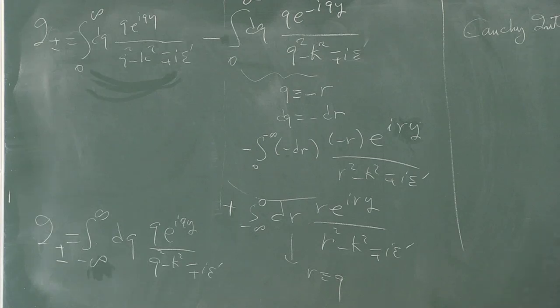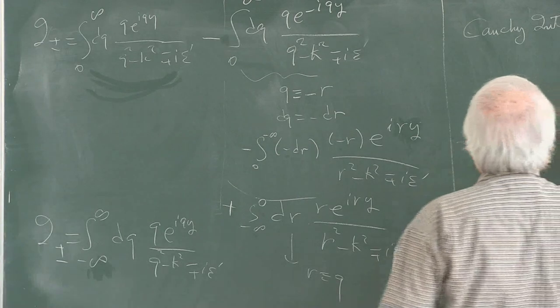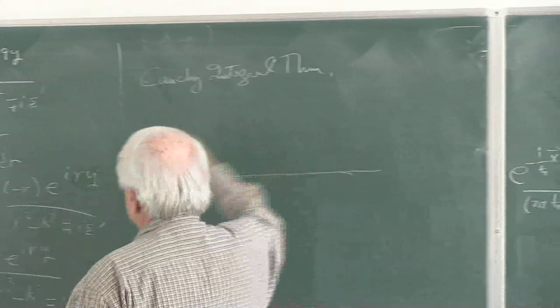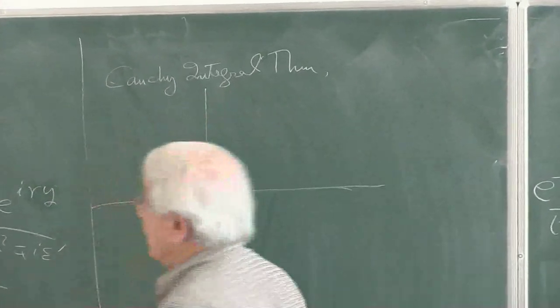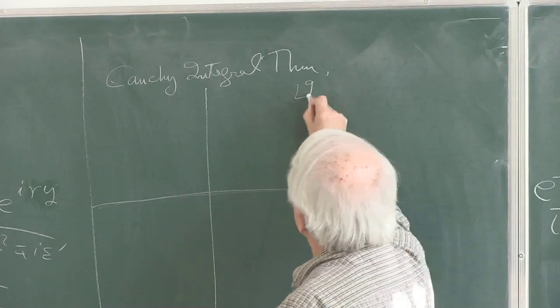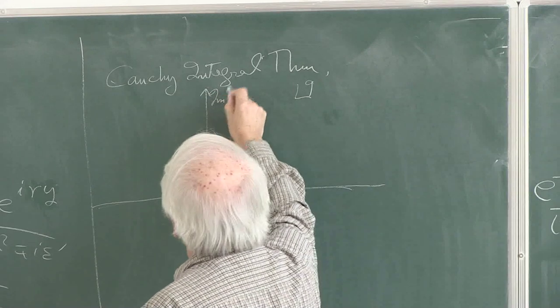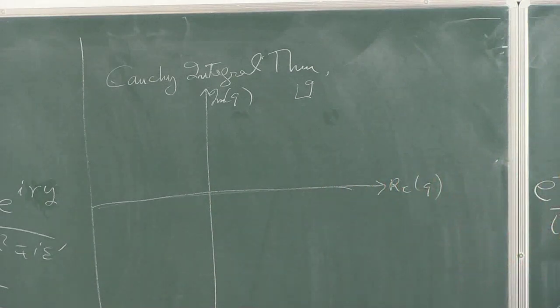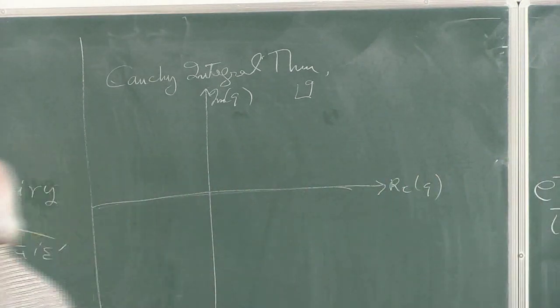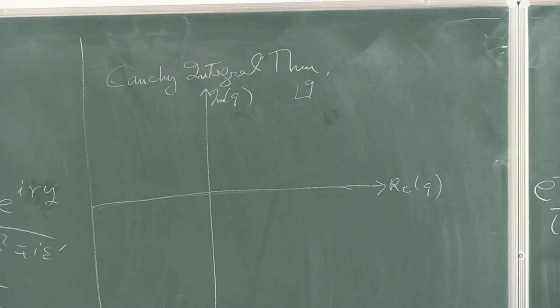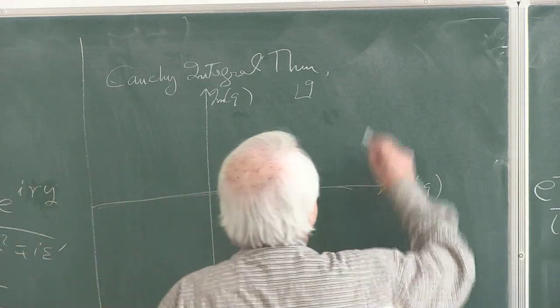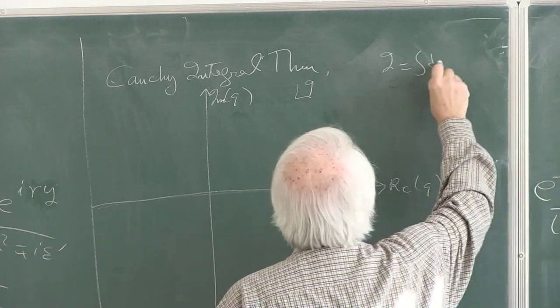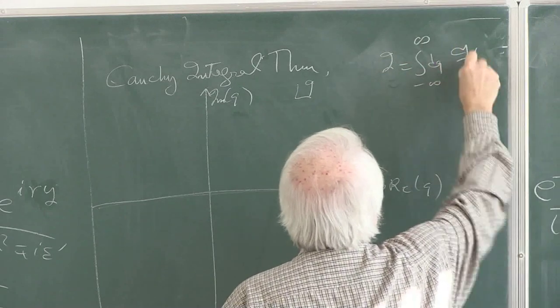What is the basic philosophy of the Cauchy integration theorem? You have the real line, obviously, that you start with. You go to the complex plane. Here is the complex q plane. This is the imaginary part of q. This is the real part of q. You have an integral. Let me denote this as currently f(q), an integral defined as dq from minus infinity to plus infinity of f(q).